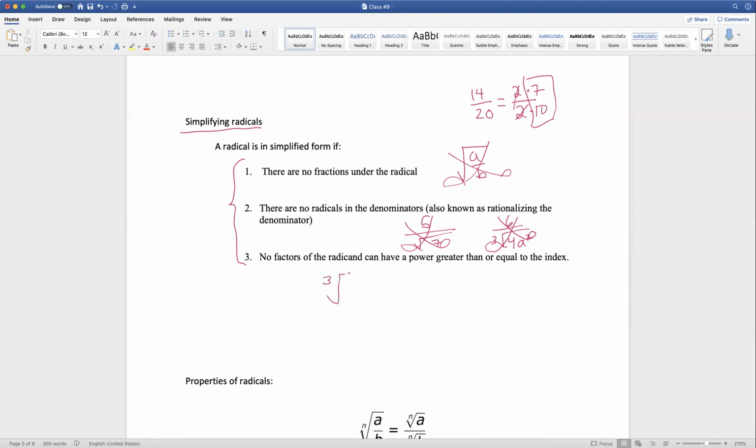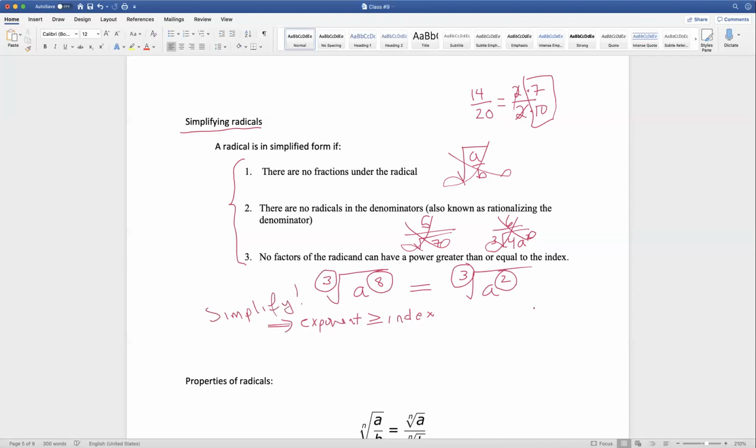Let's say I have something like the cube root of a to the 8th power, and let's compare that with the cube root of a squared. One of these you can simplify and the other one's already simplified. How do we tell the difference between the two? Let's compare. We have an index of 3 and an exponent of 8. We have an index of 3 and an exponent of 2. If you have an exponent that's greater than or equal to the index, you can simplify. This one is simplifiable.